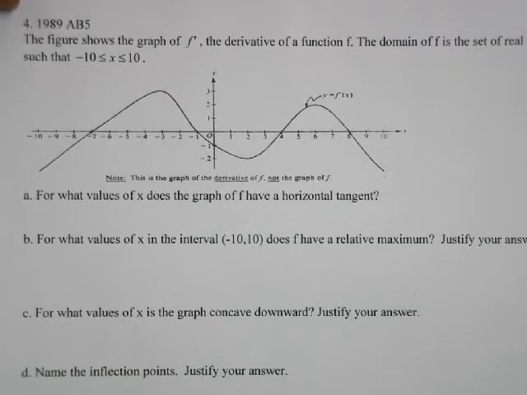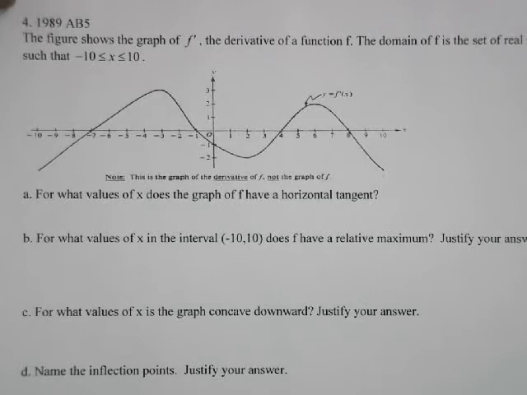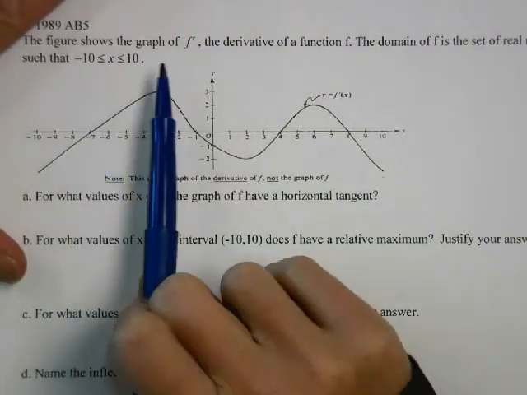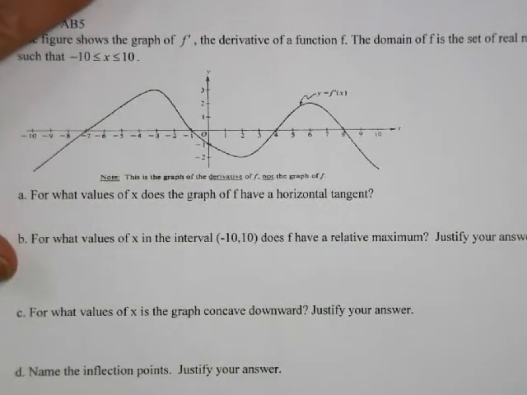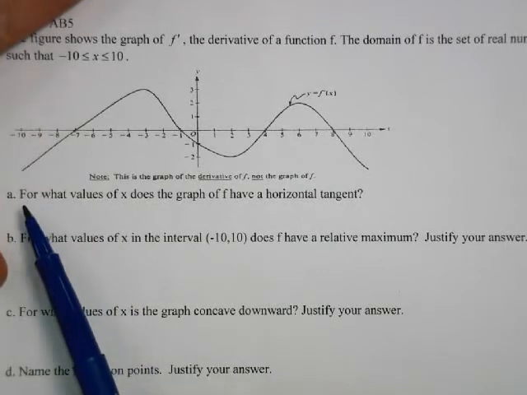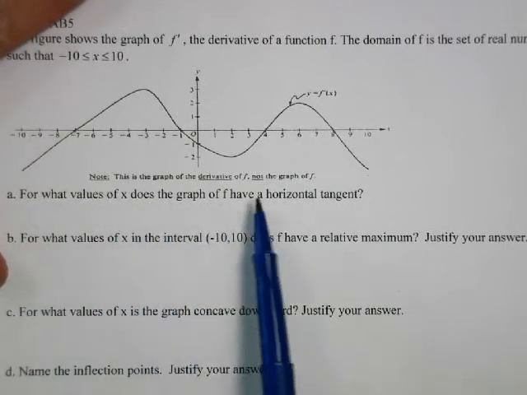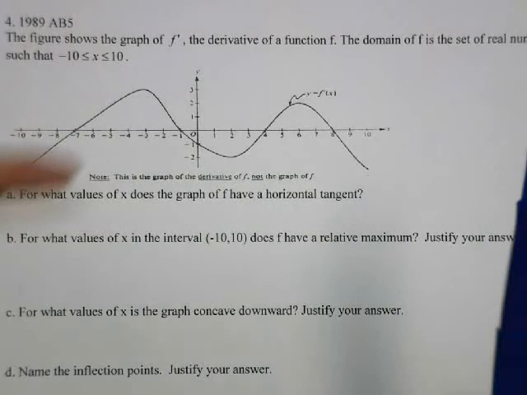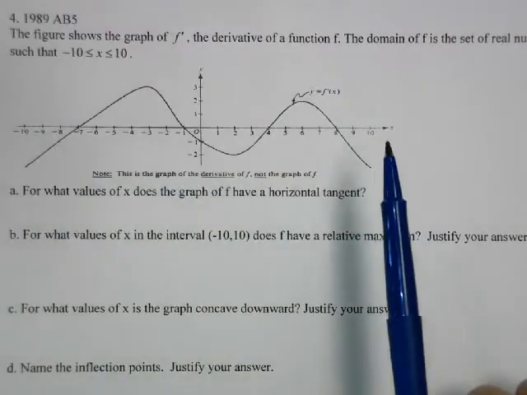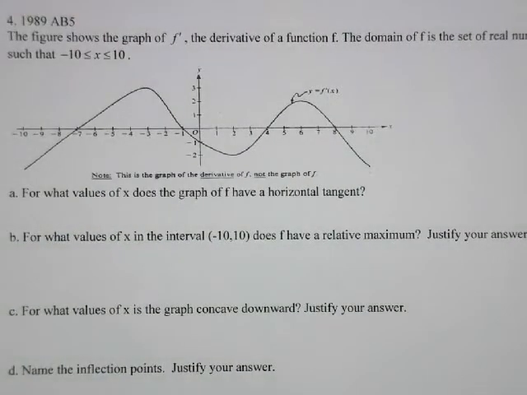In this figure, we have the graph of f prime of x. We don't have the graph of f, we have the graph of the derivative. The domain is from negative 10 to 10. So here's our graph. It says, for what values of x does the graph have a horizontal tangent? And your brain is going to go over there and there and there. But it's not, because we want the graph of f, not f prime of x.